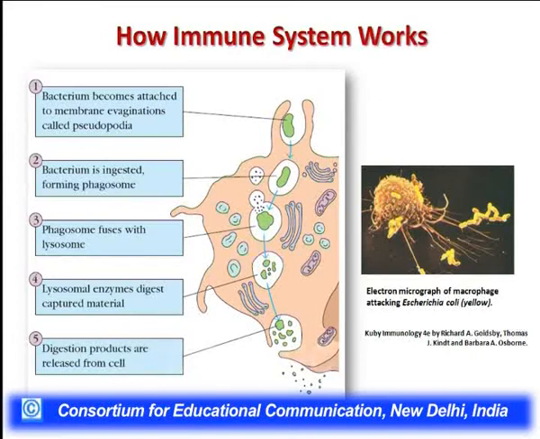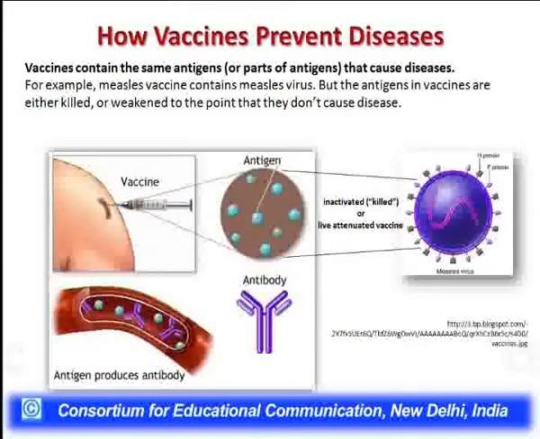The phagosome fuses with the lysosomes. These lysosomes contain the lytic enzymes at an acidic pH. So these lysosomal enzymes digest the captured material, and subsequently the digested products are released from the cell. So this is how the immune system cells, especially the macrophages, function in clearing out all the molecules from our body.